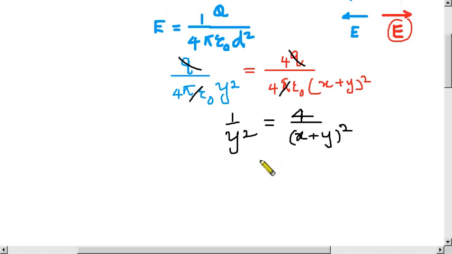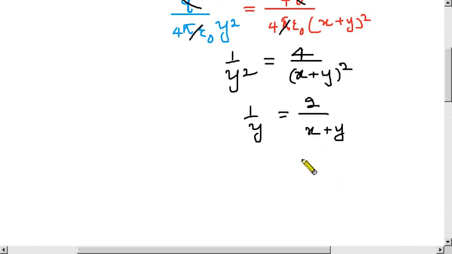So to simplify this, we have to take the root on each side. So 1 over y equals root of 4, which is 2, divided by x plus y. When we take the root, the square vanishes. So x plus y equals 2y, then 2y minus y, y equals x. That's all. x equals y.